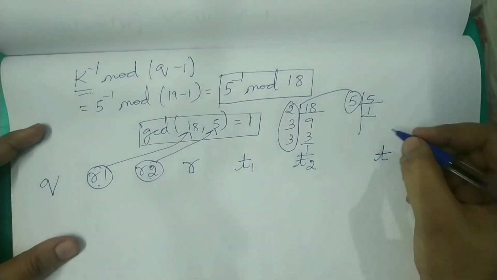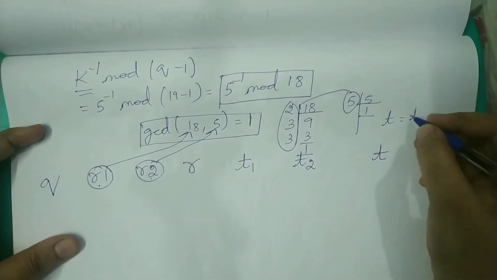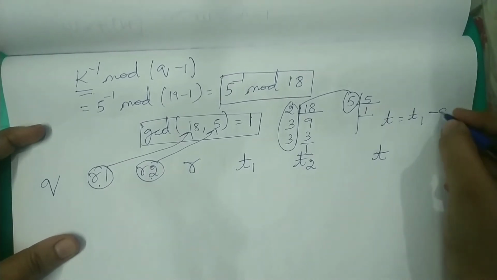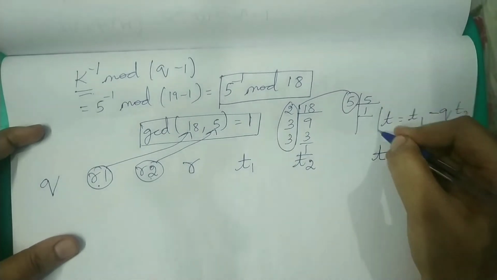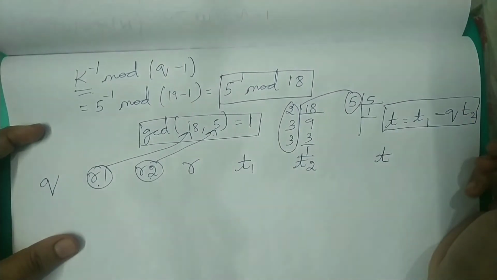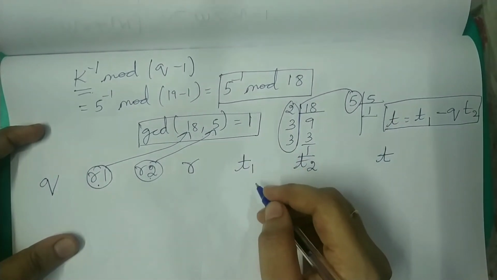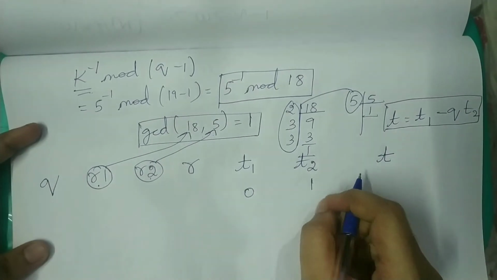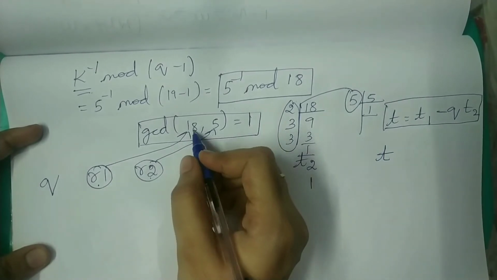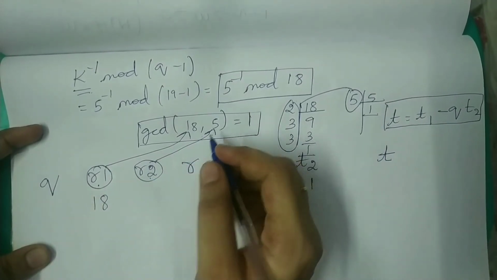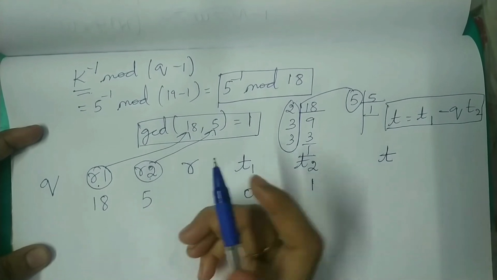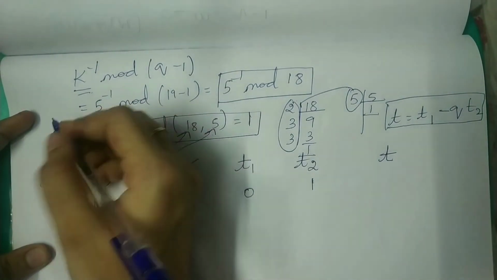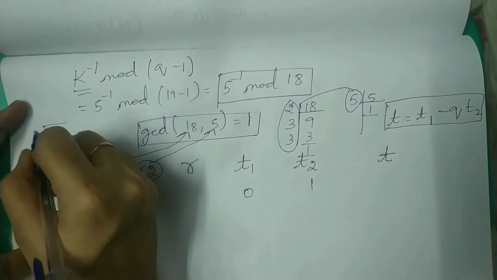The formula for T is T1 minus Q into T2. This is the formula. Initially, the T1's and T2's values will be 0 and 1 respectively. R1's value is the first value, so 18, and R2's value is the second value, so 5. Now we need to divide this 18 by 5.